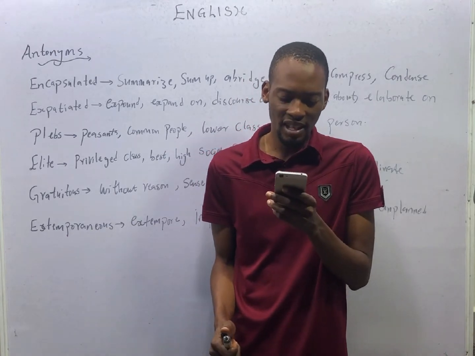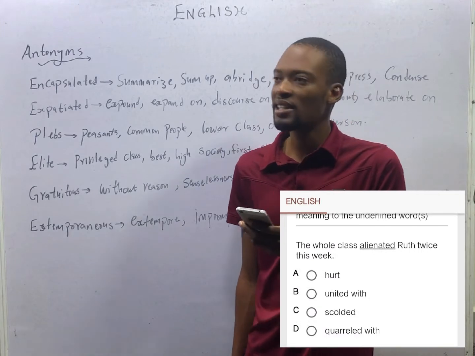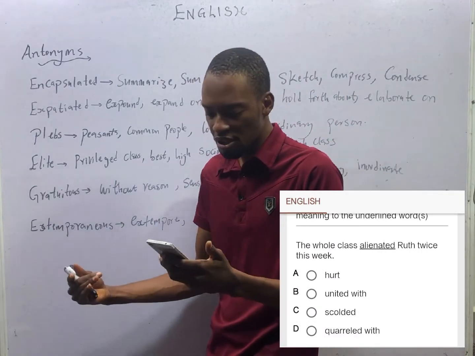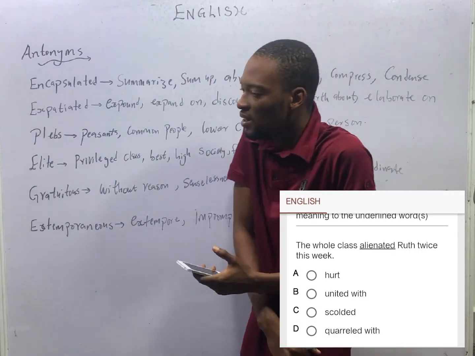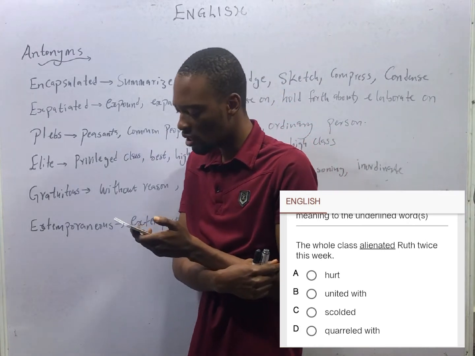The whole class alienated Ruth twice this week. To alienate means to make somebody feel estranged, to make somebody feel isolated. That is what it means to alienate, like alien, make the person feel alone.